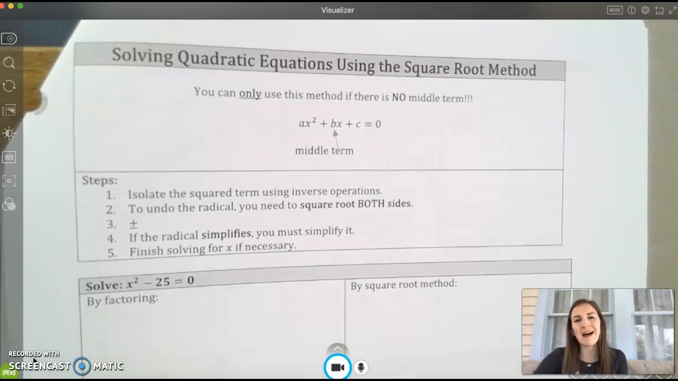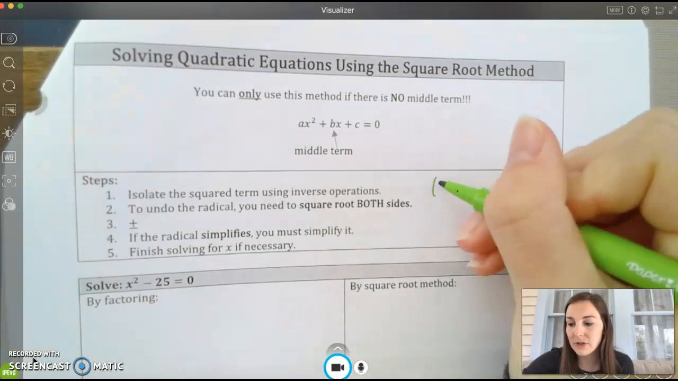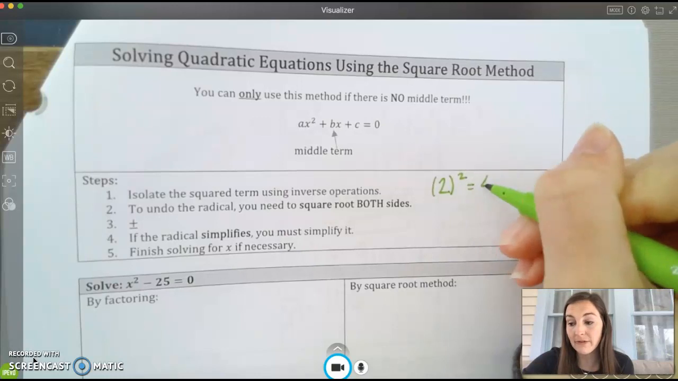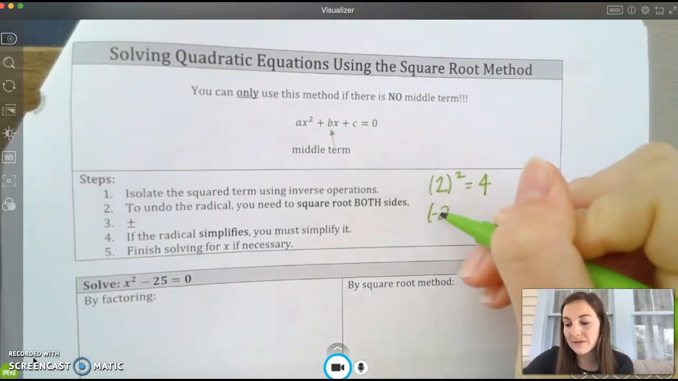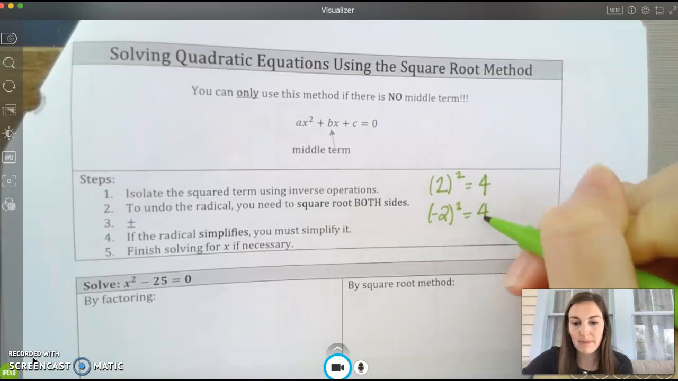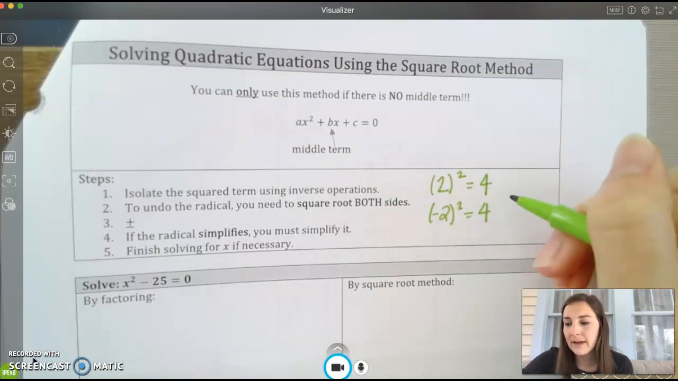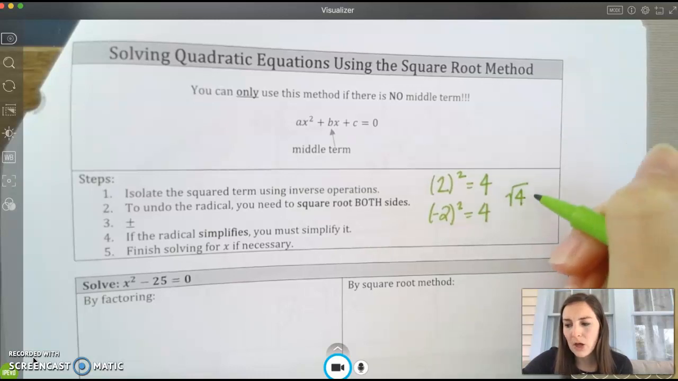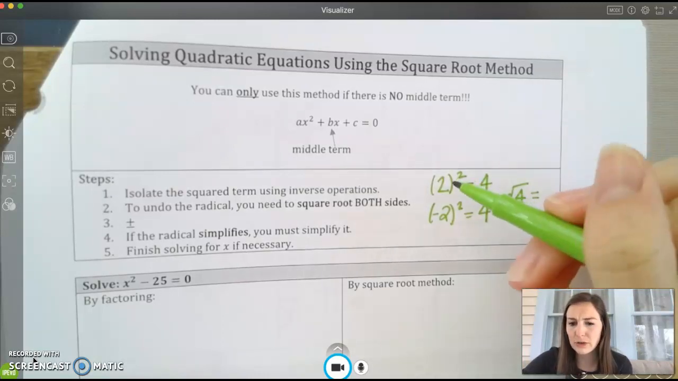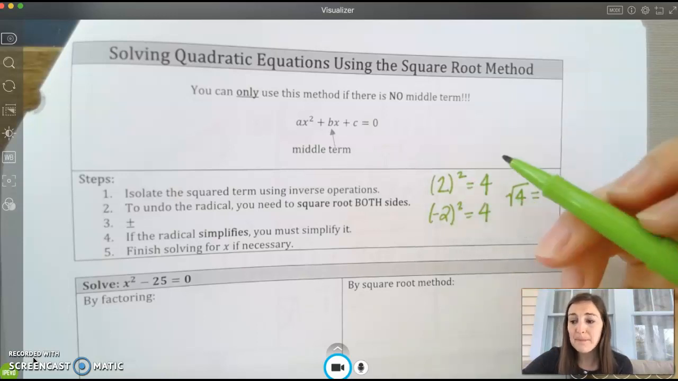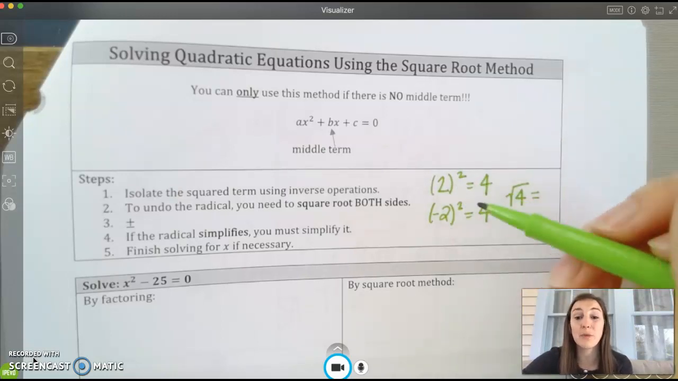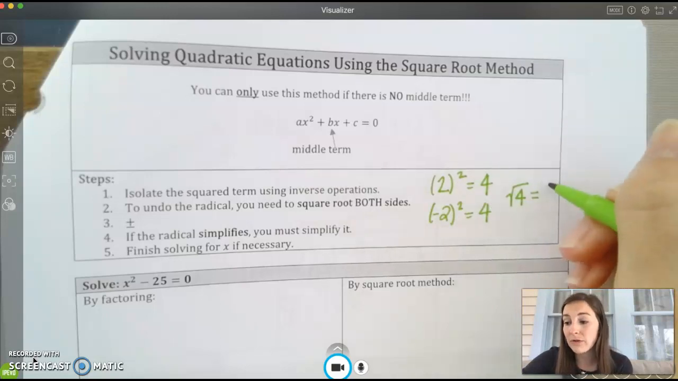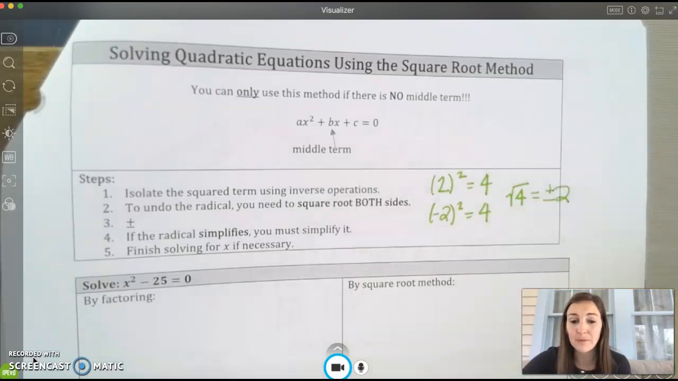So why would it be both a positive and a negative answer when we take the square root? Well, here's why. If we have 2 squared, we have 4. If we do negative 2 squared, we also get a positive 4. So if we take the square root of 4, we have two options. We could have 2 or we could have negative 2, because when we square both a positive and a negative number, we get a positive number. So the square root of 4 is both positive and negative 2. Anytime we take the square root, we need to make sure that we have a plus or minus.